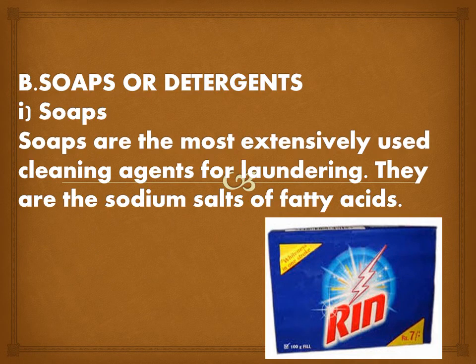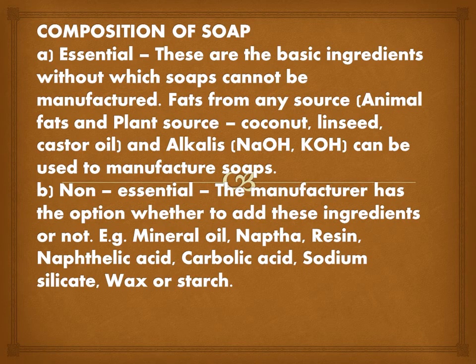The next material is soaps or detergents. First we'll discuss about soaps. You know children what is soap? Soap is the sodium salt of fatty acid. They are extensively used cleaning agents for laundering. They are the sodium salts of fatty acids. Now what is the composition of soap? It consists of essential and non-essential parts. The essential parts are fat and alkalis.